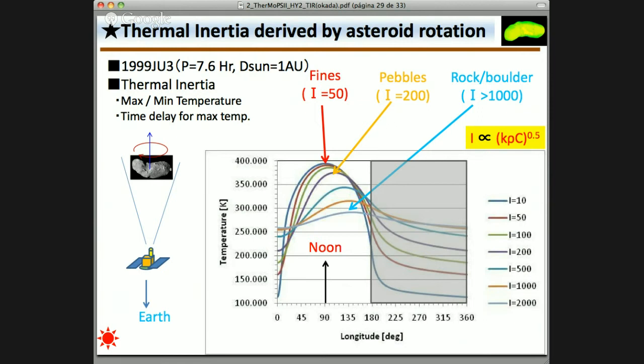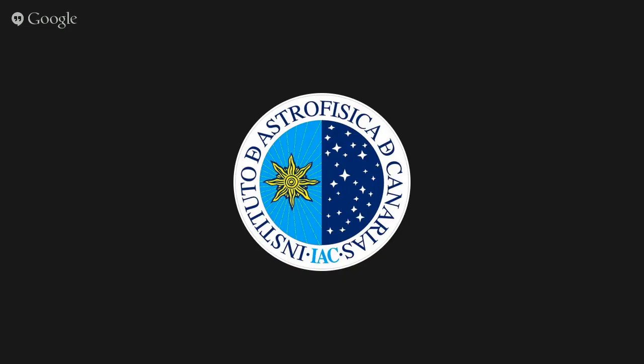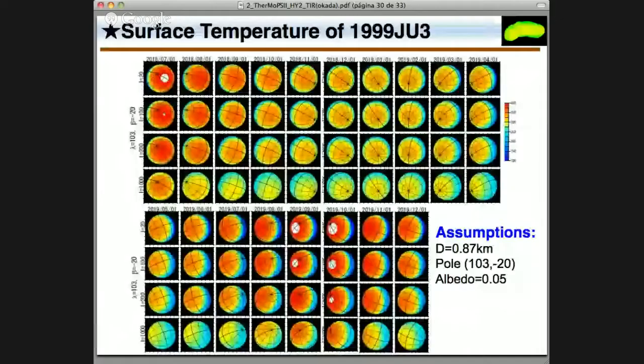This is a simple calculation for 1999 JU3 during arrival and departure. The hot region is observed from the Earth direction. That is the typical position of the spacecraft. This is the circular case, but if the thermal inertia is uniform on the whole asteroid, theoretically one image can determine the thermal inertia if surface roughness or topographic anomalies are absent.